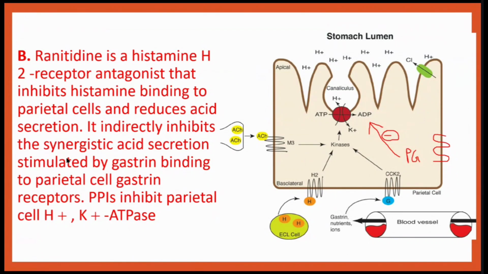And therefore ranitidine, that is histamine H2 receptor antagonist, is administered to the patient, as it inhibits the histamine binding to the parietal cells, and it also reduces acidic secretion. It indirectly inhibits the synergistic acid secretion that is stimulated by gastrin binding to the parietal cell gastrin receptors.